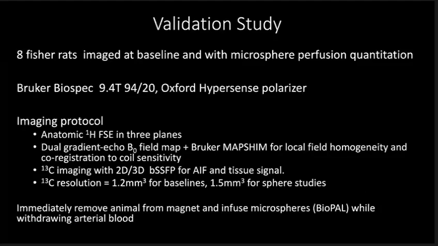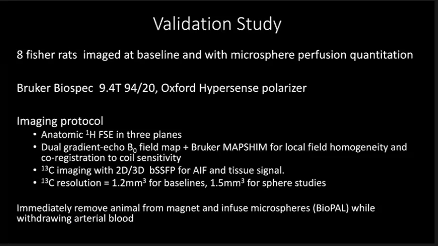All right, so I'm going to talk about a little validation study that we did here. This is 8 Fisher rats imaged both at baseline and a second time with microsphere perfusion quantitation. I'm not going to talk about microspheres today in the interest of time, but it does bear on some of the data we've got. This is all done on a Bruker BioSpec 9420. It would be wonderful to have a 4.7. We don't have a 4.7 anymore. The T1s and T2s are a lot more favorable there.